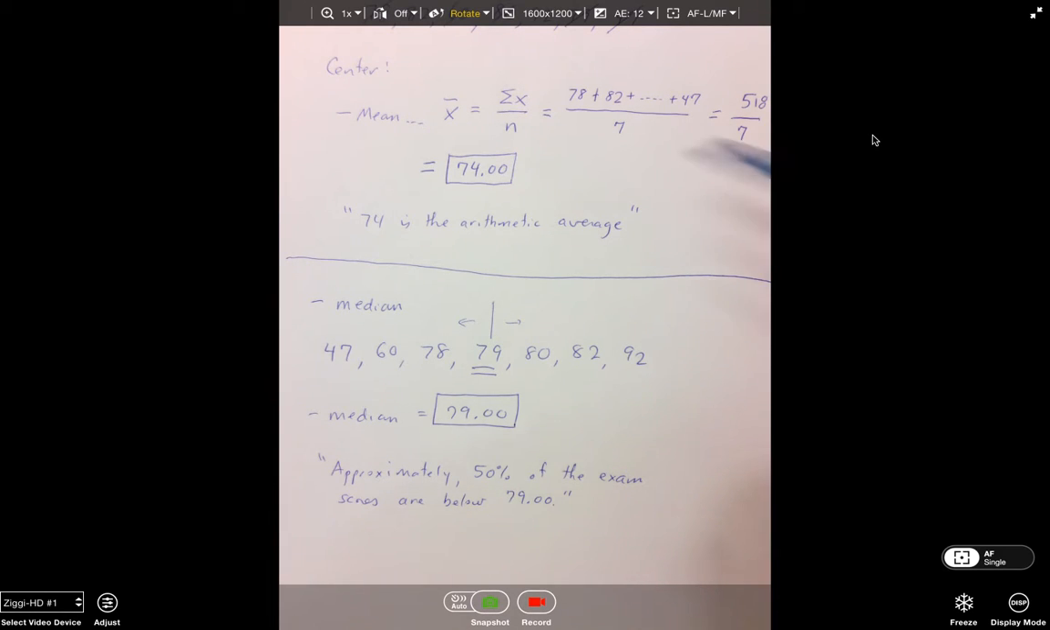Now, something to put on your radar: notice we have two measures of center, the mean and the median, and they give us two different numbers. A lot of students are like, well, which one's right? Well, they're both right. They're just different tools for measuring center. We're going to get into a situation where this one's going to be better than this one, and other situations where this one is better than that one. But that's to be learned later, possibly this week, actually.